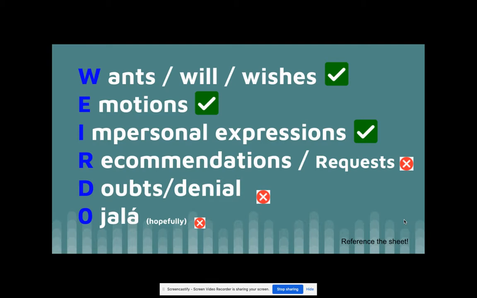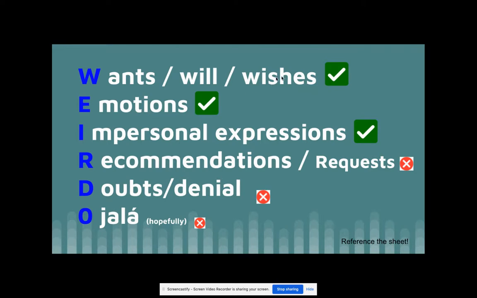Now, in order to learn when to use the subjunctive, you can actually look at this acronym called WEIRDO, okay? WEIRDO means if it is a want, wish, will, desire, if it tells someone's emotions about something else, if it gives someone's recommendations or their doubt or denial about something else, then you need to use what's called the subjunctive conjugation. So, we are going to be learning the W, the E, and the I in this chapter.